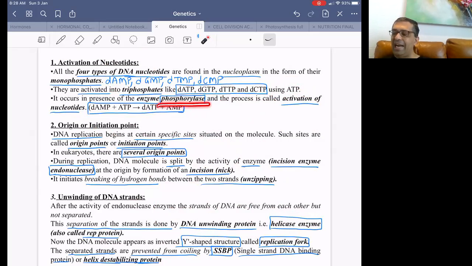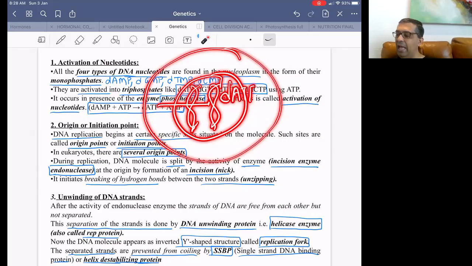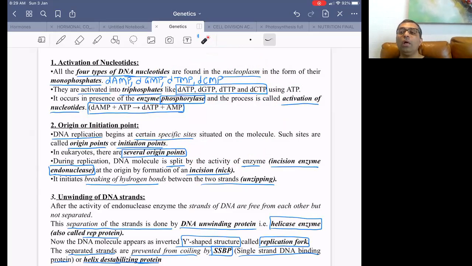Which enzyme helps in activation of nucleotides? Phosphorylase enzyme. So this is the DNA inside the nucleus, and now inside it there are DATP, DGTP, DCTP and DTTP, which are all present in the nucleus. So those are all the activated nucleotides.